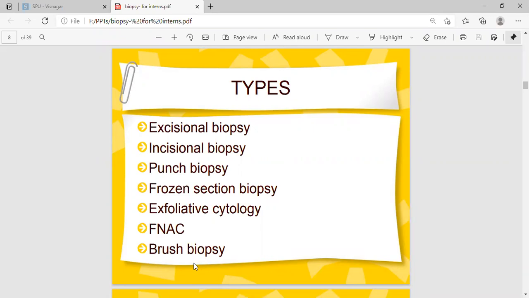So these are the various types of biopsies: excisional biopsy, incisional biopsy, punch biopsy, frozen section biopsy, exfoliative cytology, fine needle aspiration, and brush biopsy.